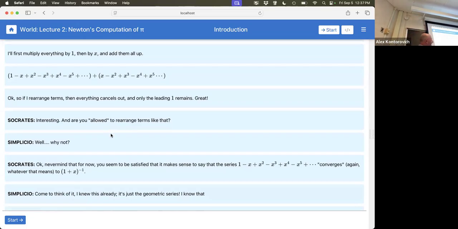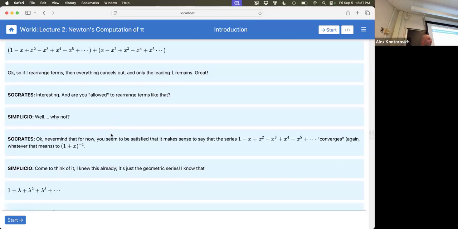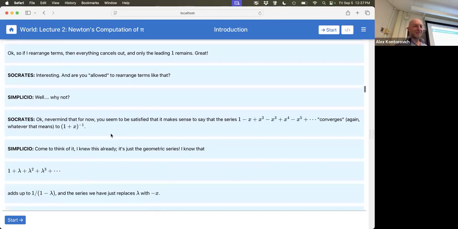Simplicio says, wait a second, I knew this already. This is a geometric series, right? You guys know how to sum a geometric series. 1 plus lambda plus lambda squared plus lambda cubed, and so on. Is it in calc 2, or is it in 8th grade that you learn what a geometric series is? It adds up to 1 over 1 minus lambda. And this is the same thing, except lambda is equal to -x. -x quantity squared is positive x squared. -x quantity cubed is -x cubed. So when lambda is -x, I get 1 over 1 plus x. Great.